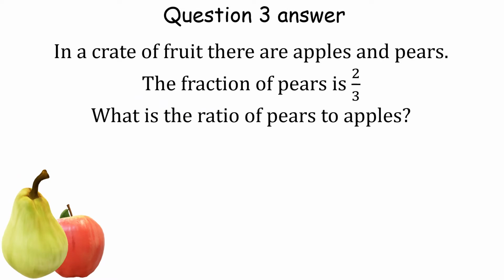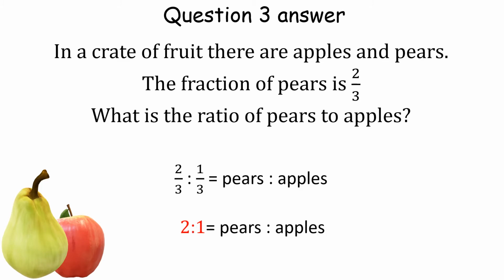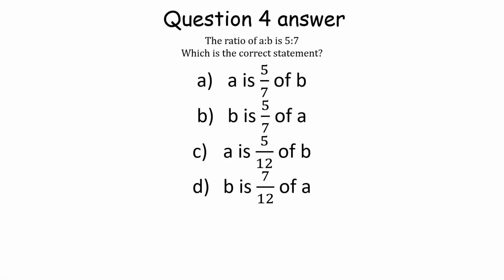Question 3. The fraction for pears is 2 out of 3, so the fraction for apples must be 1 out of 3. This gives a ratio of 2 to 1. Question 4. A to B and 5 to 7 can be written as A over B equals 5 over 7. This rearranged gives A equals 5/7 of B.